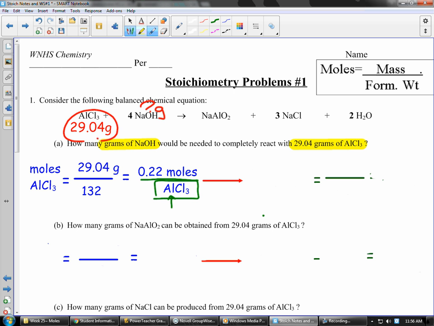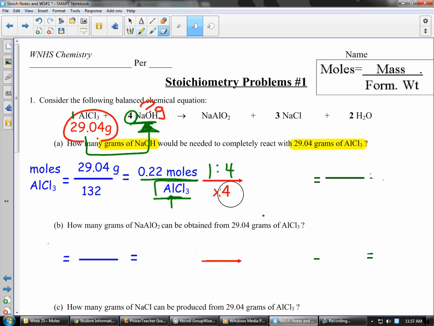Now, the second step we said is that we need to follow our mole ratio to figure out where our target is. Our target is sodium hydroxide. I see that the coefficient for AlCl3 is 1, and I know my coefficient for my target is 4. So if I have a 1 to 4 ratio, that means I need 4 times as much sodium hydroxide as AlCl3. So I'm going to multiply 0.22 times 4, and I get 0.88 moles of sodium hydroxide.